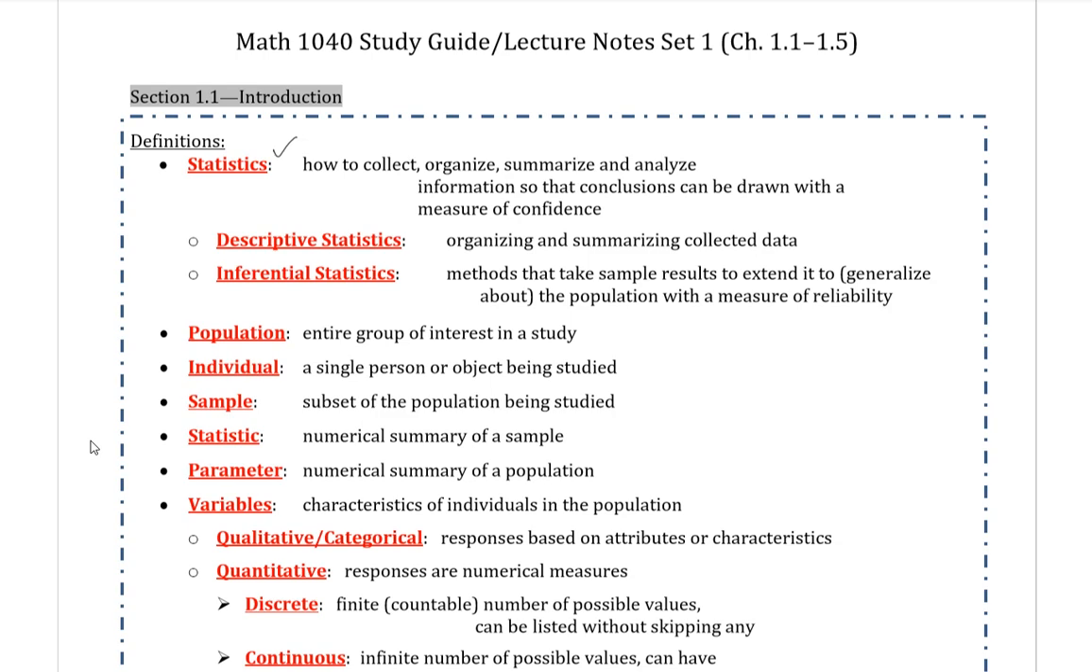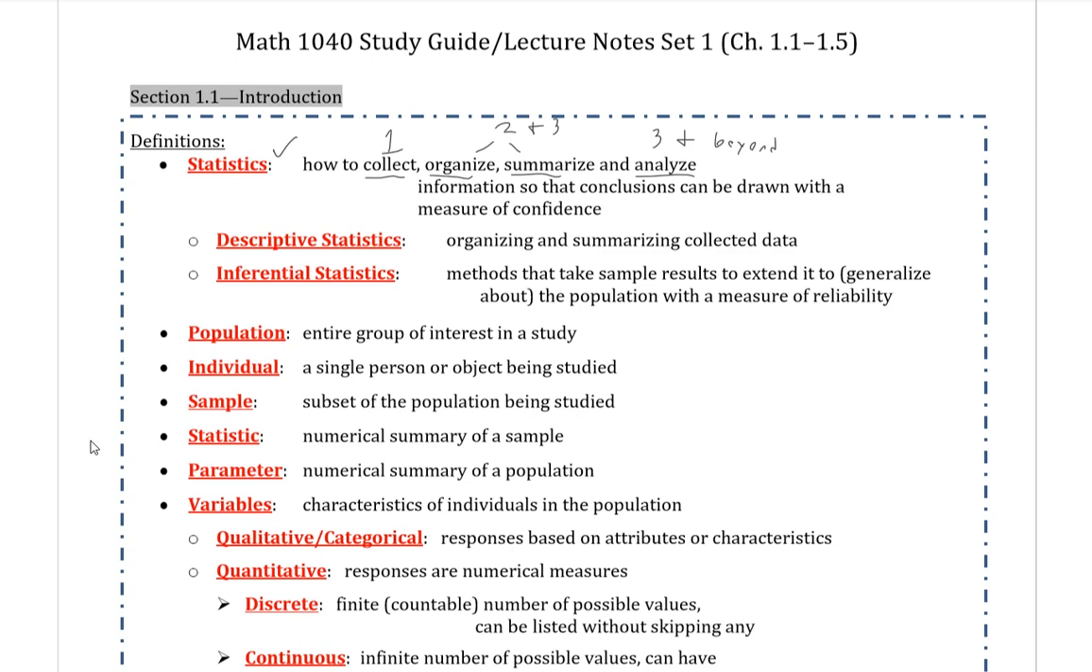First, just the definition of what statistics is. Statistics is usually split up into 4 sections: how to collect, how to organize, how to summarize, and how to analyze information so that conclusions can be drawn with a measure of confidence. We're going to go through each of these stages slowly in these chapters. First, we're going to talk about how to collect data in Chapter 1. Then we're going to talk about how to organize and summarize the data in Chapter 2, and 3 really. And we're going to talk about how to analyze that data, starting really in Chapter 3 and beyond.